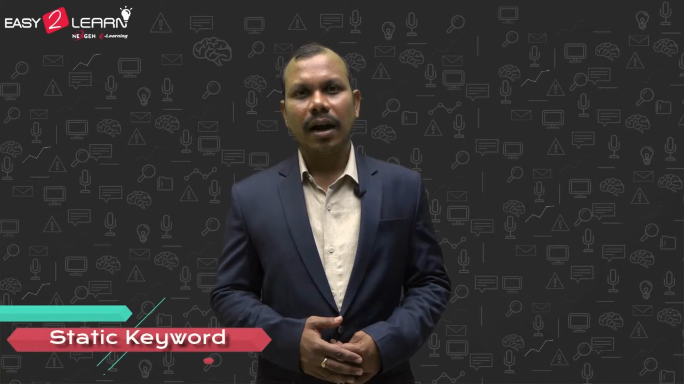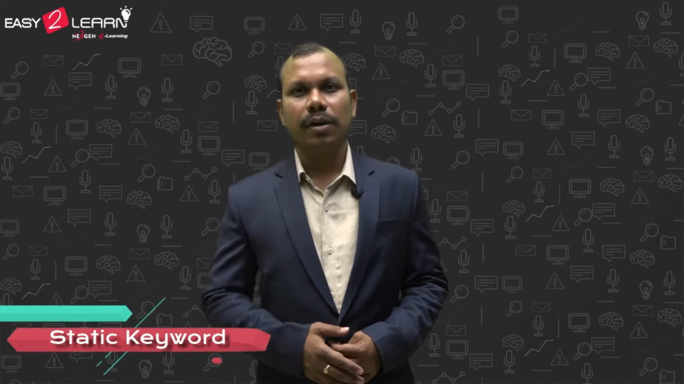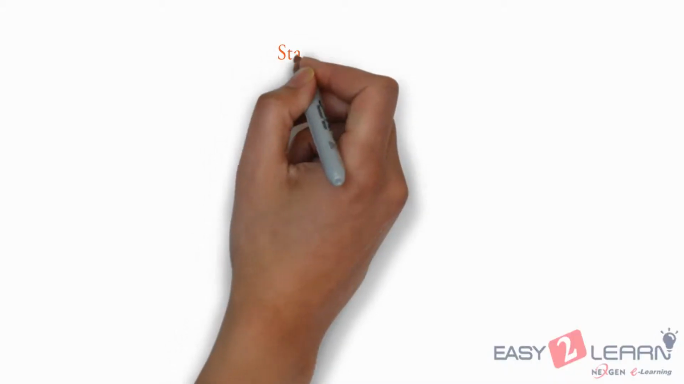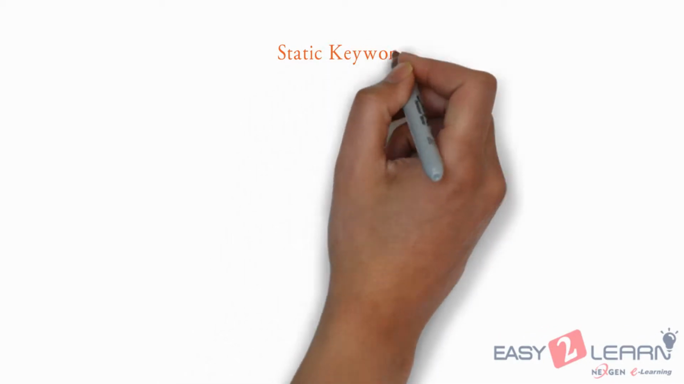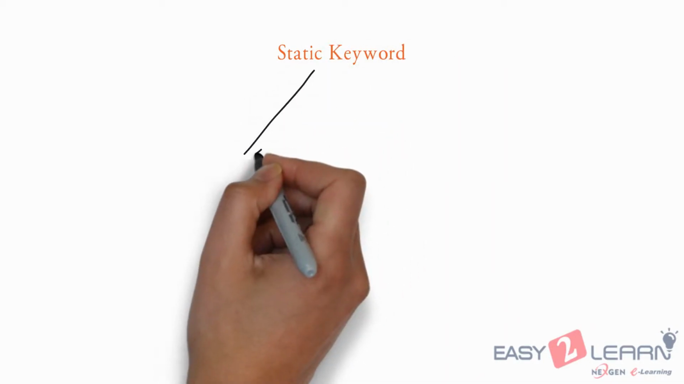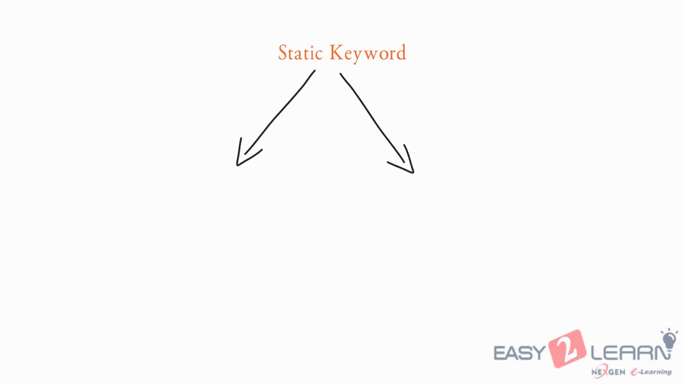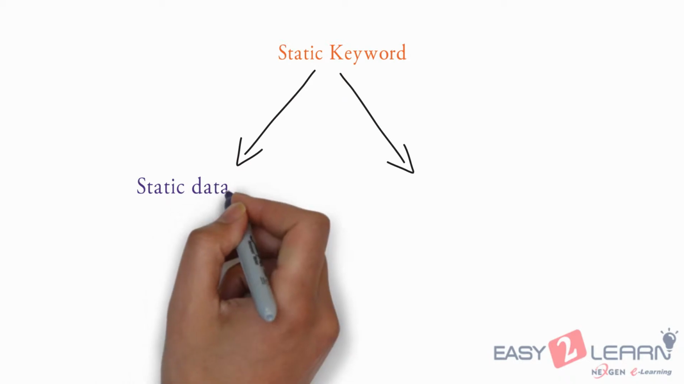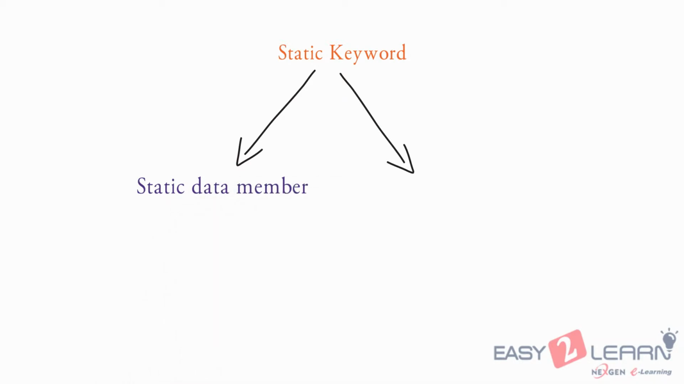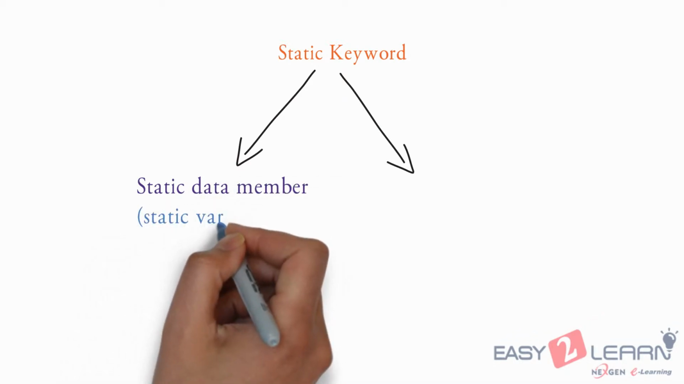Now let us learn about what a static keyword is and how we can use it in Java programming. Hi guys, let us learn about static keyword in Java. Static keyword is used mainly for memory management. It is used with variables, methods, blocks as well as nested classes.